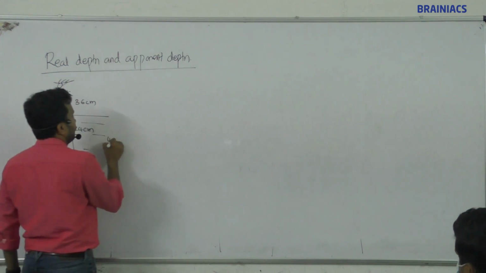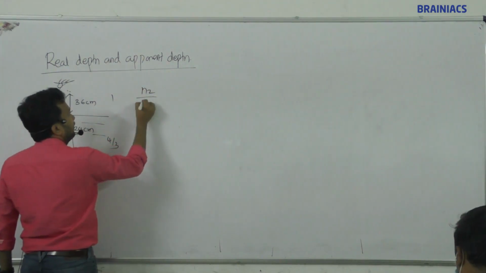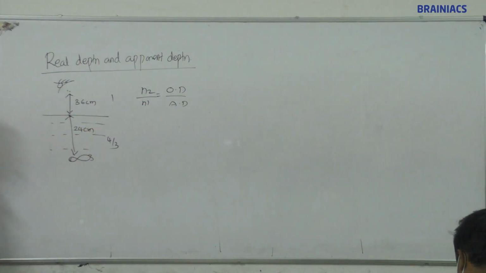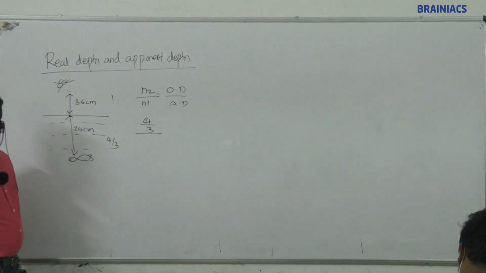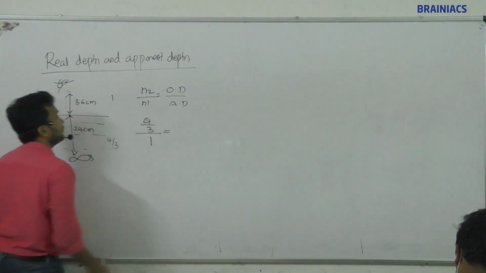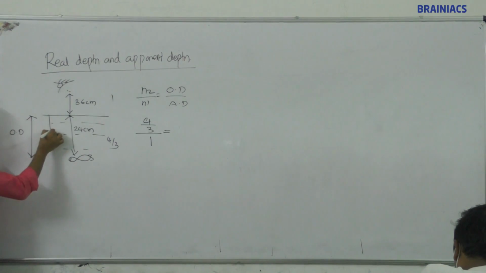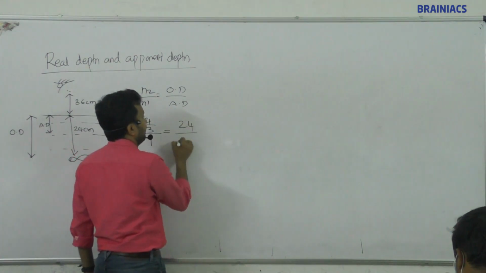The water body has refractive index 4 by 3, and air is 1. We use the formula N2 divided by N1 equals original depth divided by apparent depth. N2 is where the object is located, in the water, so it is 4 by 3. The fish is at a depth of 24 centimeter, which is the original depth. The apparent depth I don't know, I have to find it.